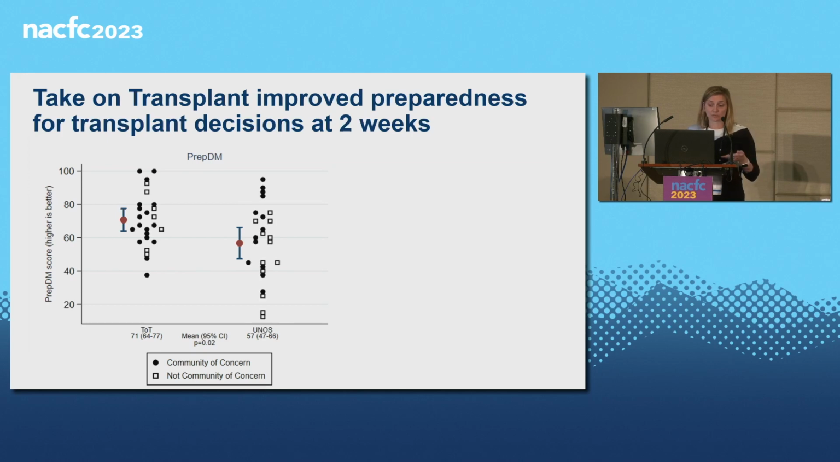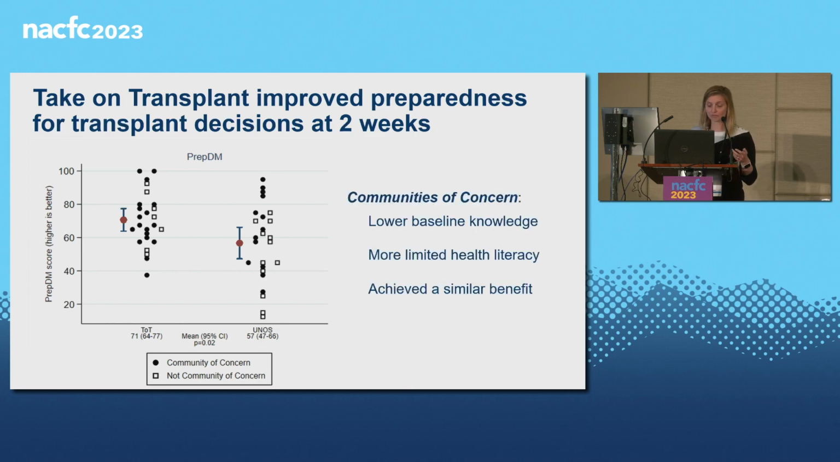Take on Transplant improved preparedness for transplant decisions at 2 weeks and at 4 weeks, and the 2-week data was our primary outcome. You can see here that the PrEP-DM score was higher, and higher is better, for the Take on Transplant group compared to UNOS, the control arm. And the communities of concern had lower baseline lung transplant knowledge, more limited health literacy, but achieved a similar benefit from the Take on Transplant intervention across all the measures that we looked at.